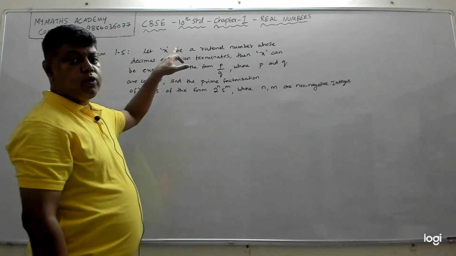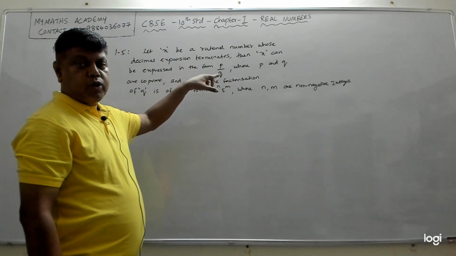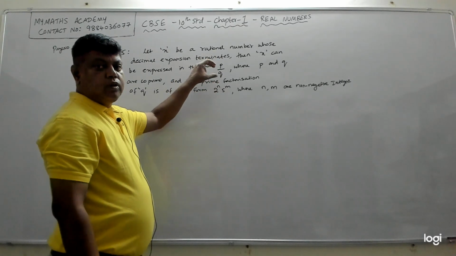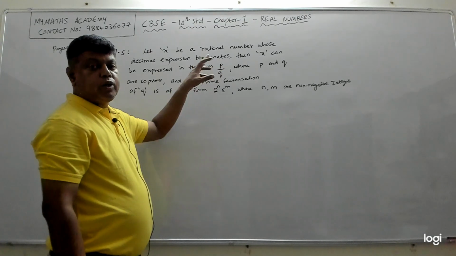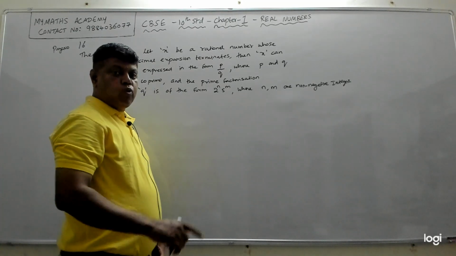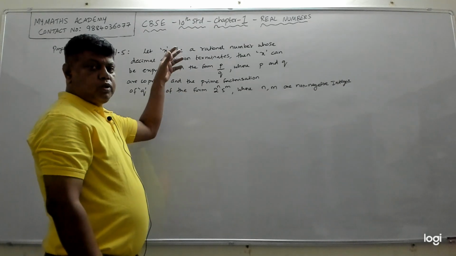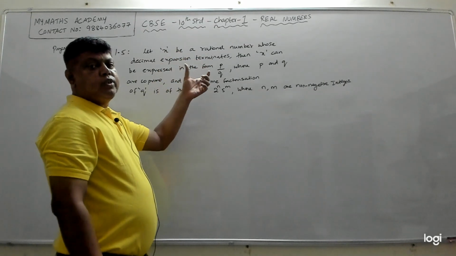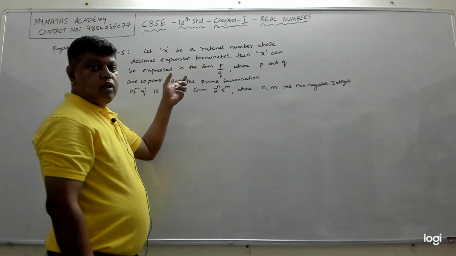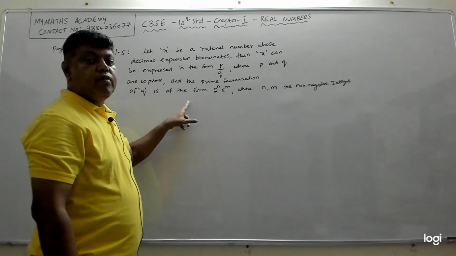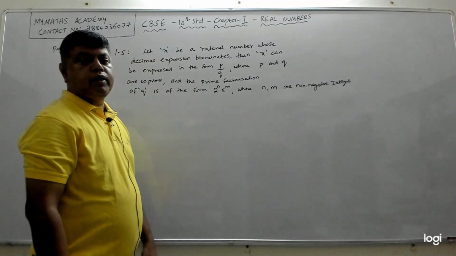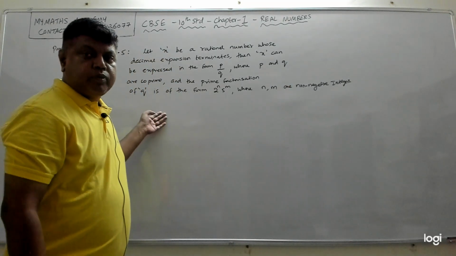So what it means is, whenever you can write x as p by q in the simplest form of the fraction, after cancelling out all the common factors, where p and q are coprime, means there is no number that will divide p and q. P and q are coprime means there is no common factor between p and q. If you write x in the simplest form p by q, and then if you check the denominator q, it will be of the form 2 power n 5 power m, where n and m are non-negative integers. So I will give some examples to explain this.